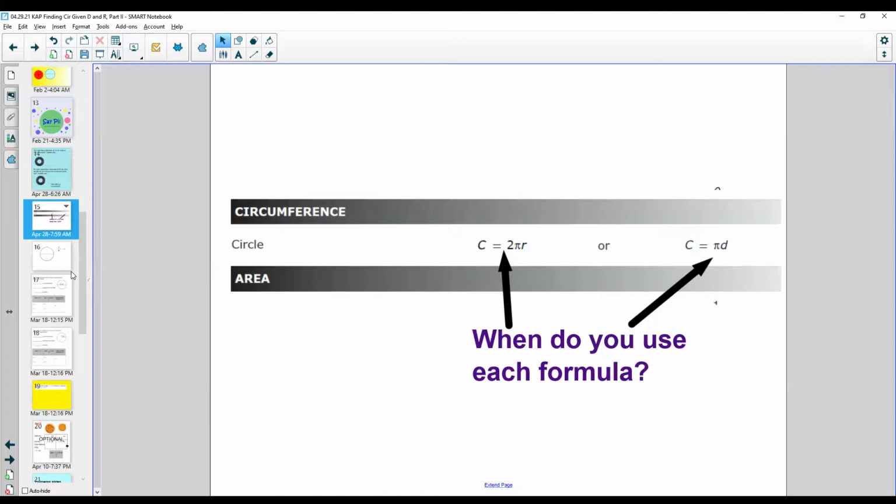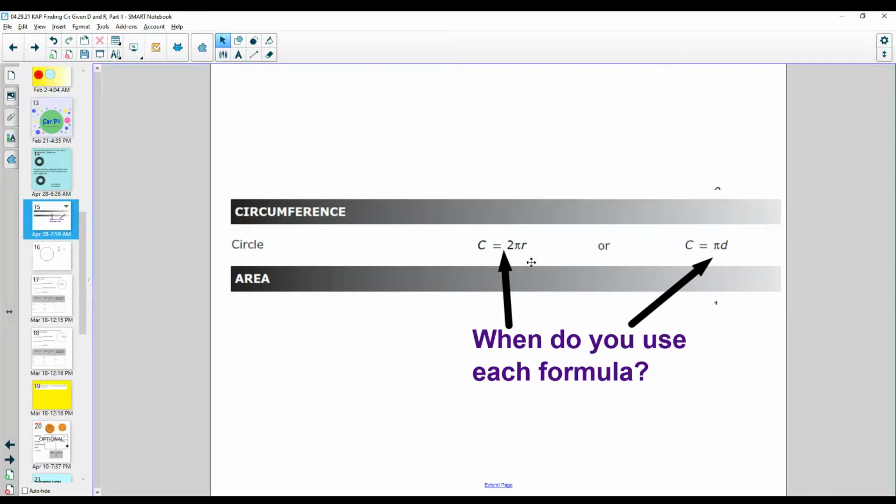So today's lesson is over circumference. So what is circumference? It's the distance around a circle. There are two ways to find it. It's C equals 2 pi r or C equals pi d. When do you use each formula?